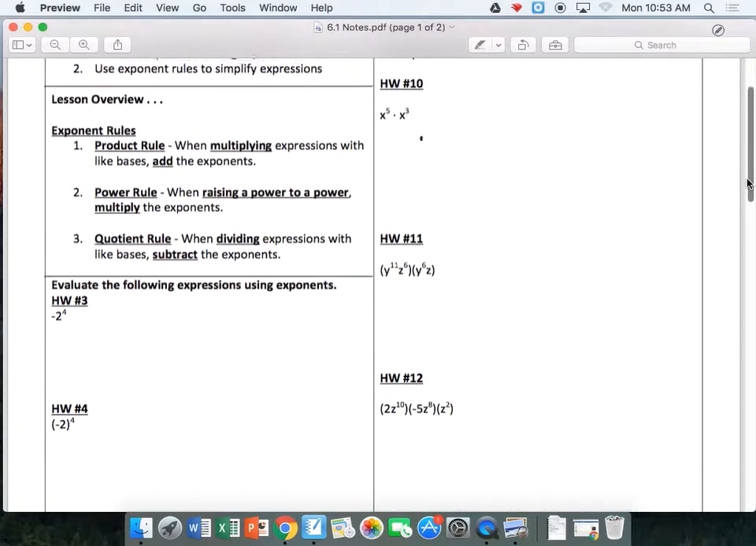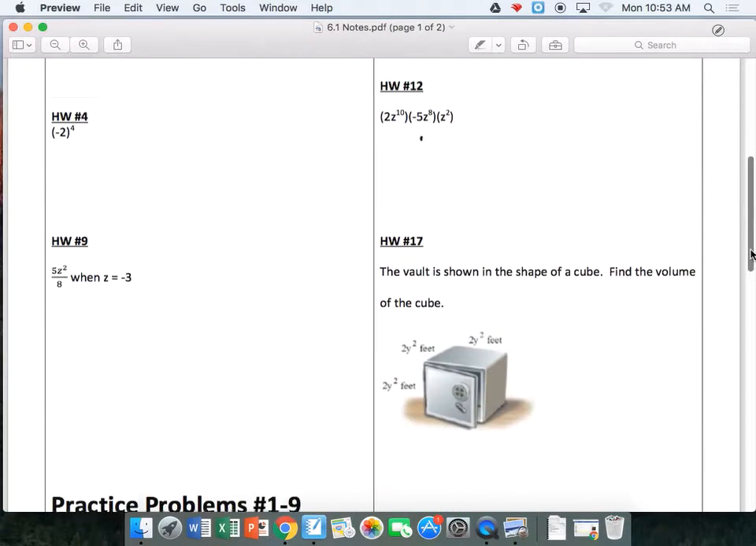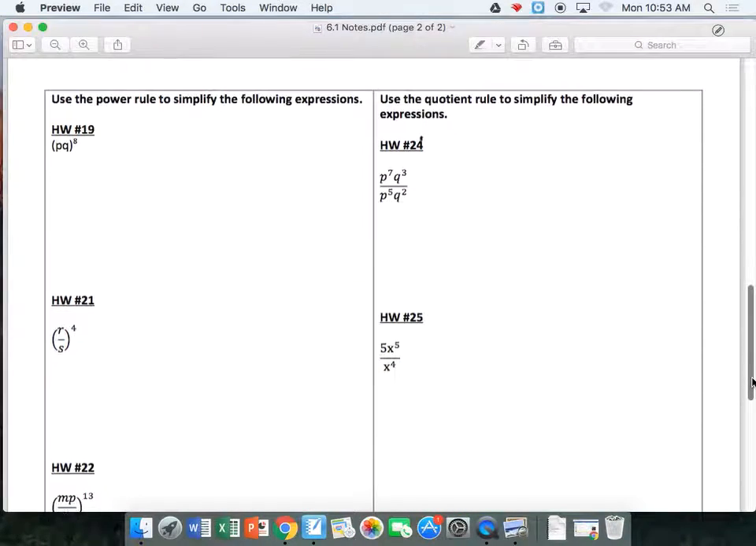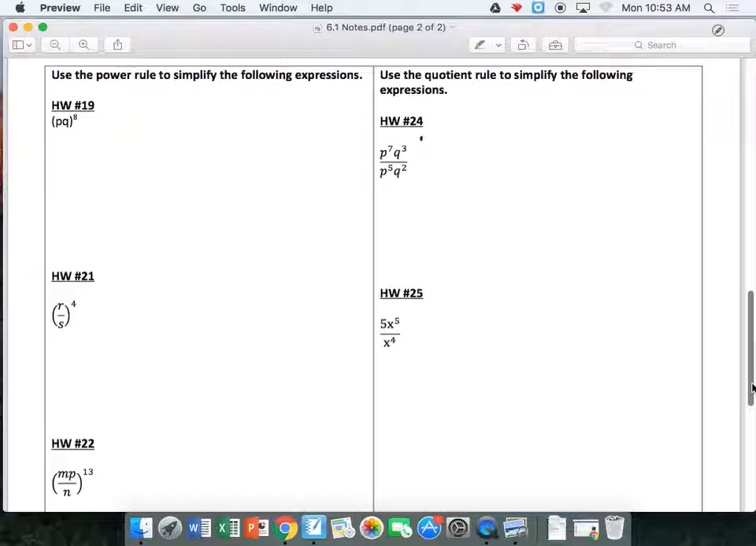Okay, power rule. Everybody gets these two confused. The power rule says that when you raise a power to a power, you multiply the exponents. So take a look at this one, number 19. It doesn't look like there's an exponent on the p and the q, but there is. It's a 1 on both of them.